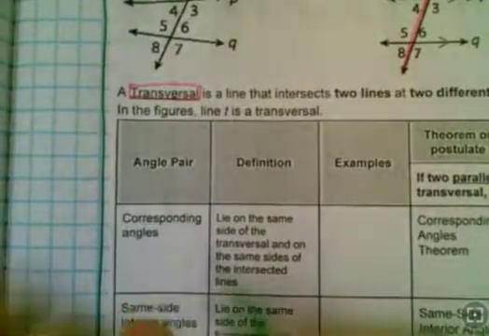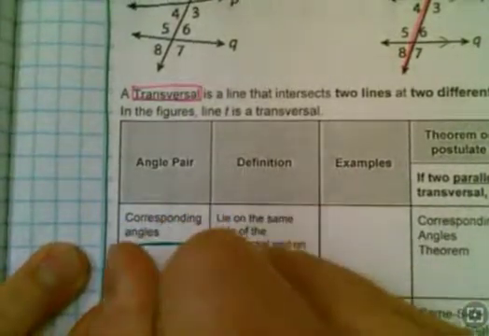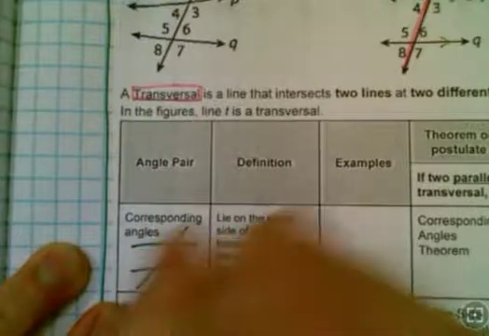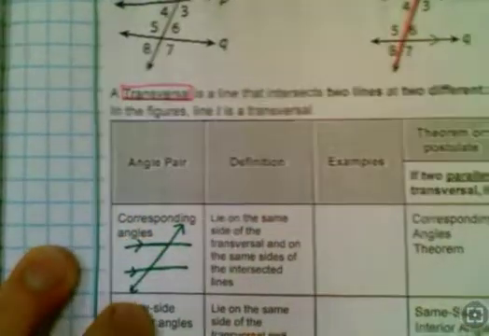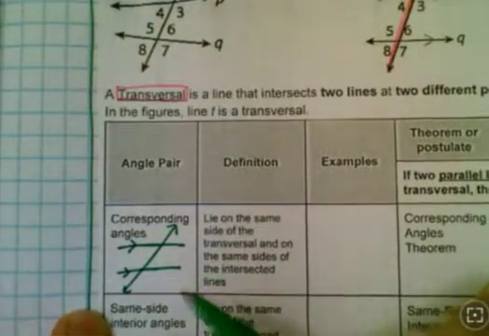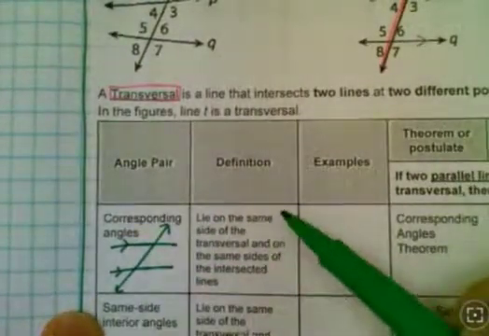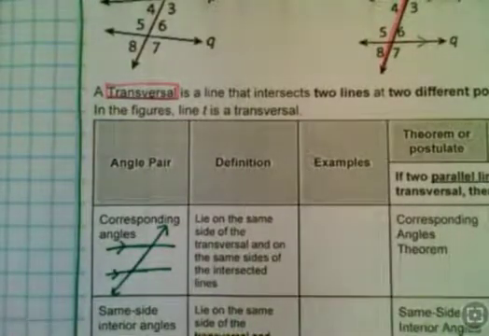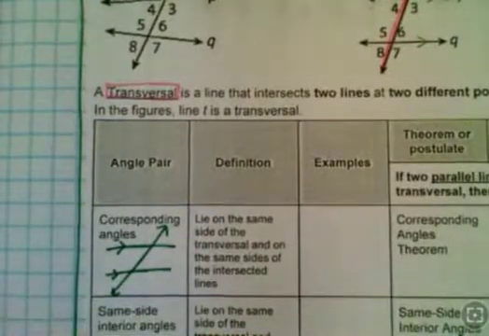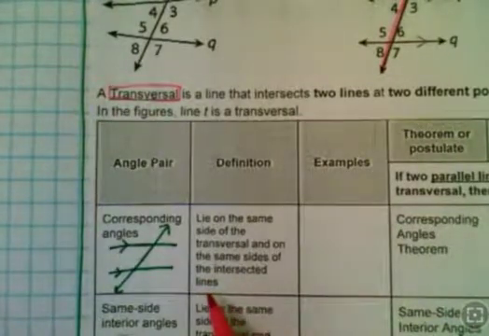So whenever you have a diagram like this, we're going to just sketch a little diagram. Whenever you have a diagram like this, and then we've got flags to show those are parallel, you always have four sets of corresponding angles. So let's read through the definition. They lie on the same side of the transversal and on the same side of the intersected lines.